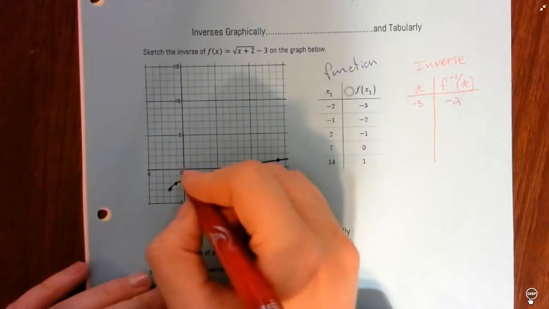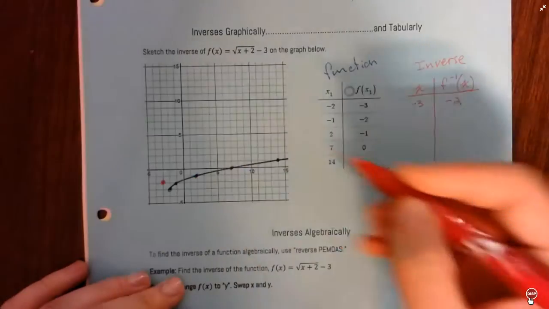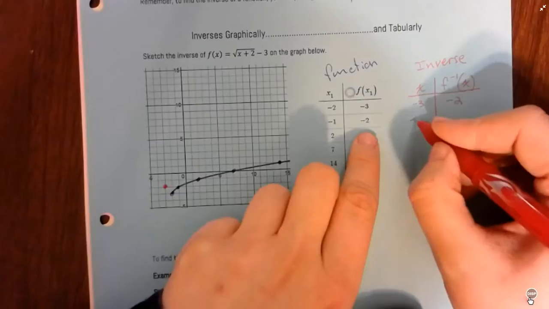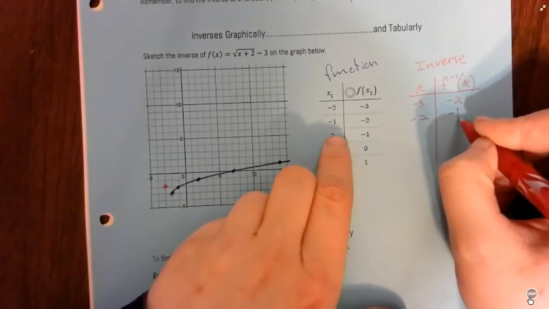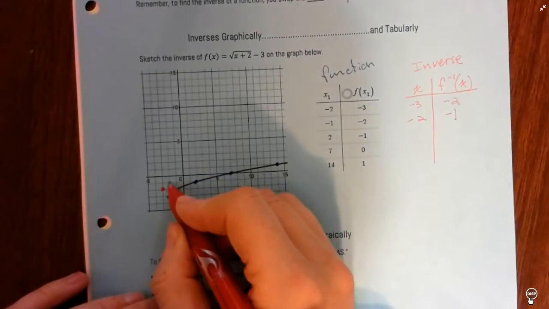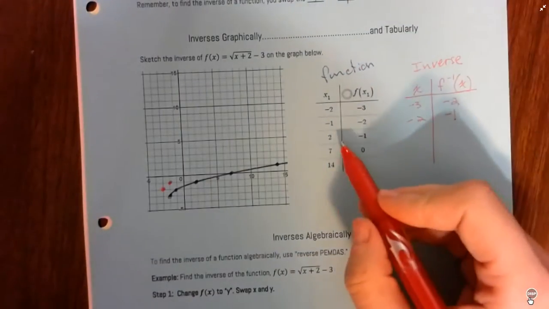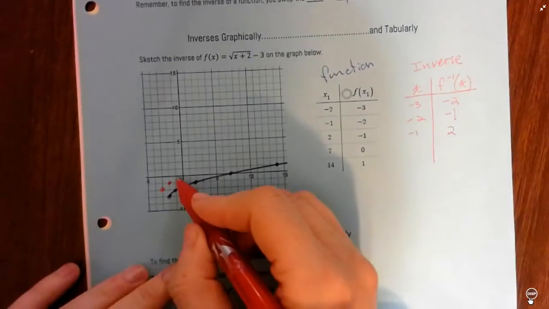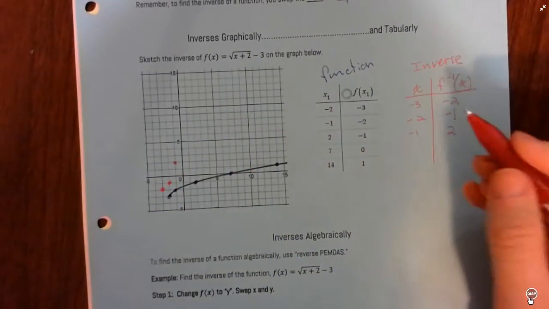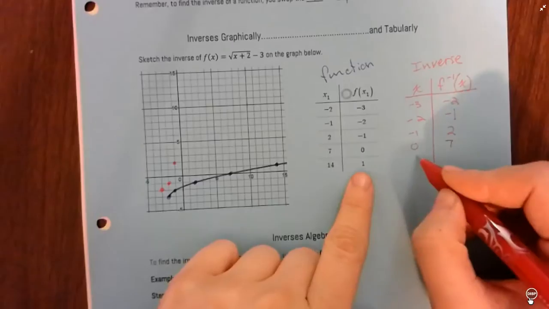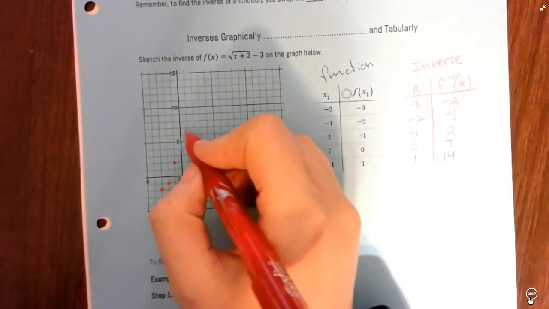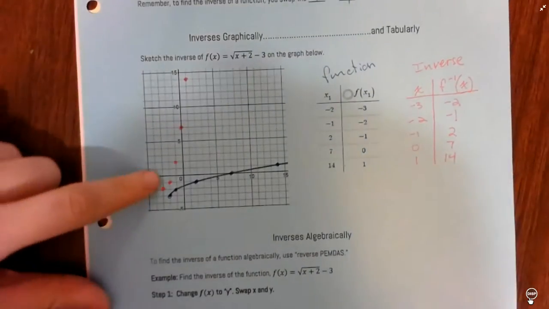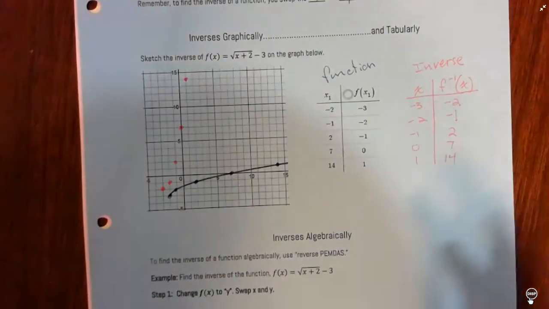So I'm going to graph that, (-3, -2). And then instead of (-1, -2), I'm going to have (-2, -1). So (-2, -1). And then instead of (2, -1), I'm going to have (-1, 2), and so on. So (-1, 2). And then (0, 7), and (1, 14). So there's the matching points that are on the inverse there.